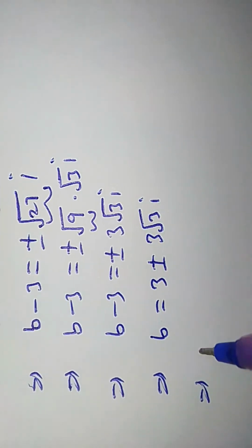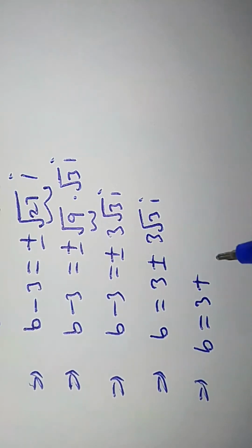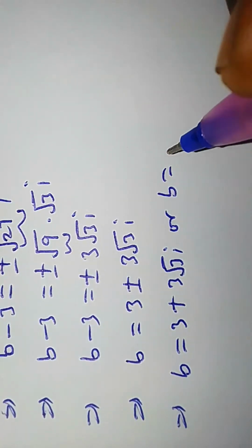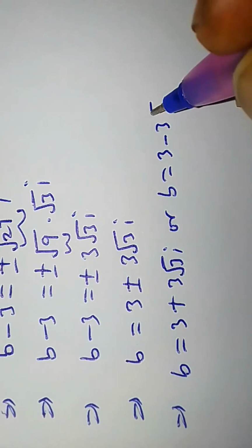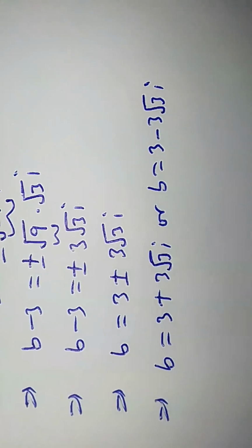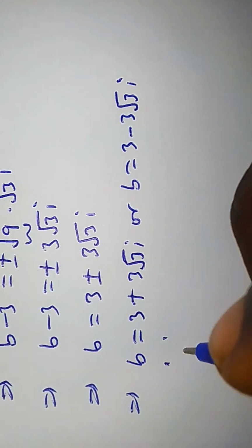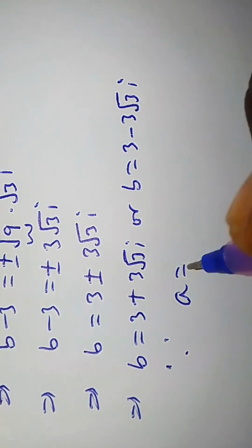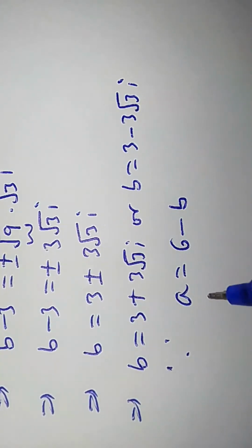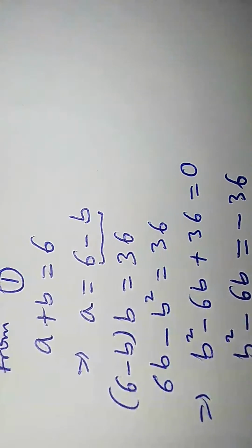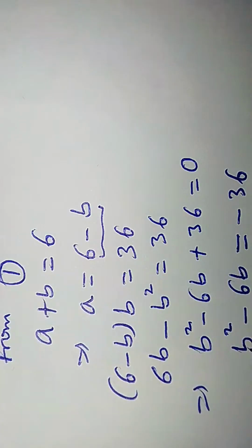So this in turn gives b is equal to 3 plus 3 root 3i, or b is equal to 3 minus 3 root 3i. You will see that we have two values for b. We can then use these two values to obtain the value of a. So since a is equal to 6 minus b, let me show you where we got this from. It's from this line. Let's continue.